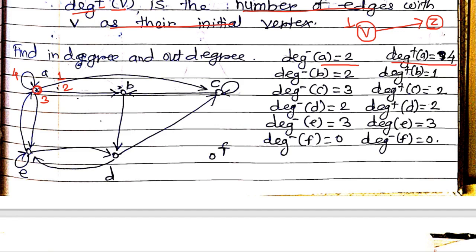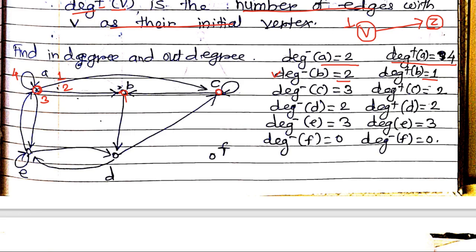Now consider that a loop is counted in the in degree as well as the out degree. Wherever there is a loop, it is counted as an incoming edge and also an outgoing edge. Now take the example of b. How many edges are coming to b? There are 2 edges coming to b, so the in degree is 2 and the out degree is 1. Only one is outgoing.